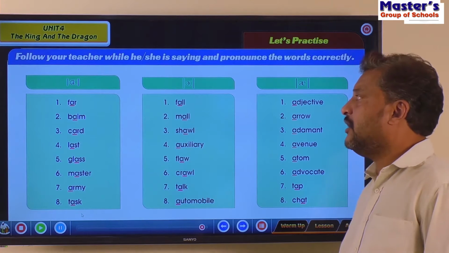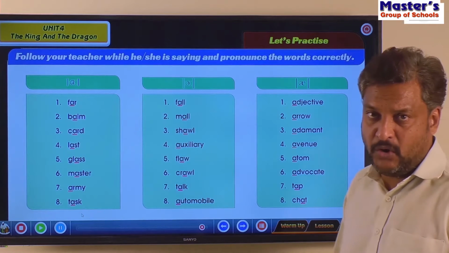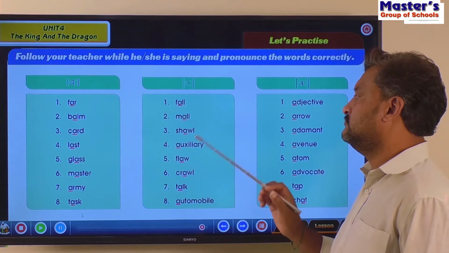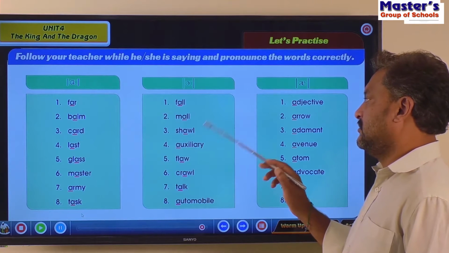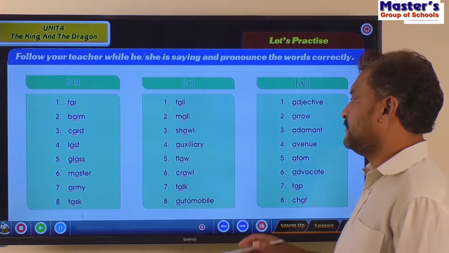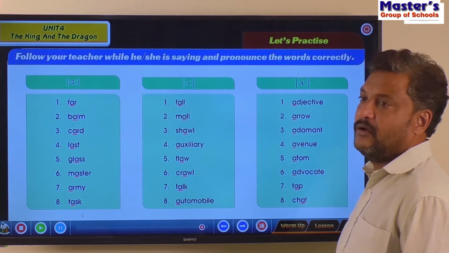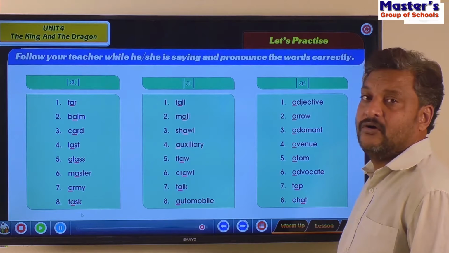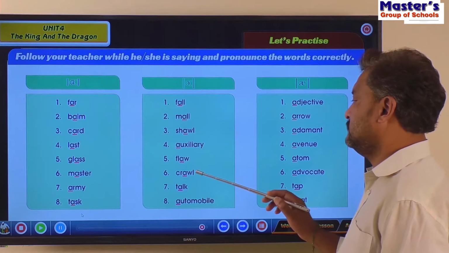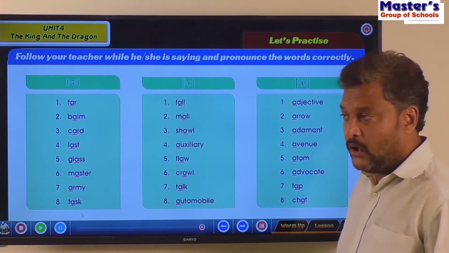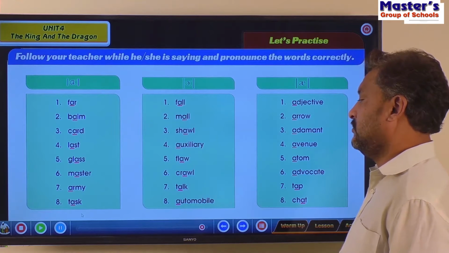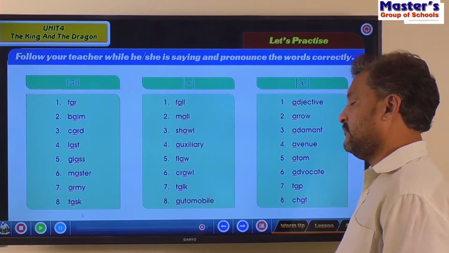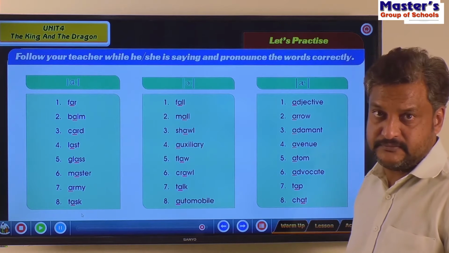Okay, so now we will go with the O words, the long O. Fall, mall, shawl, auxiliary, flaw, crawl, chalk, automobile.